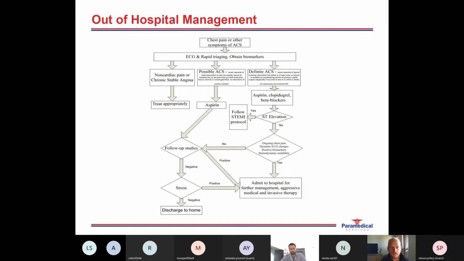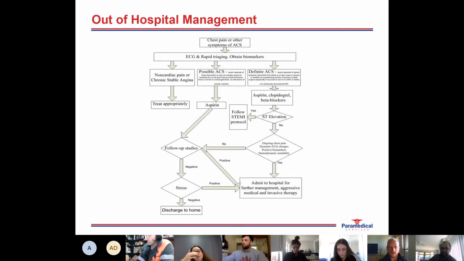Up to this point, the out of hospital management. So what we're going to look at now is things that you overly won't have control of in the pre-hospital setting, but what is a definitive treatment and what it looks like for your patient.